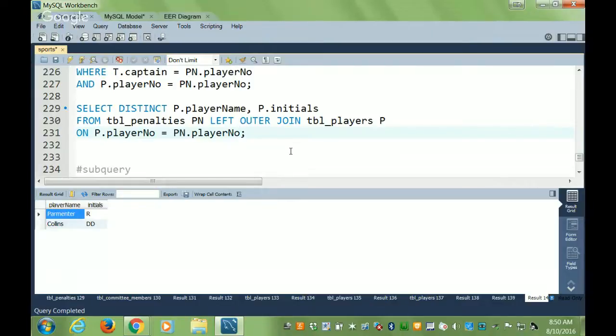Or you could do the other. You could get name and initials from the players table and then join it with the two tables on which you're doing the left outer join. Either way, right? Again, which is more efficient? You'll have to put a little thought into it.